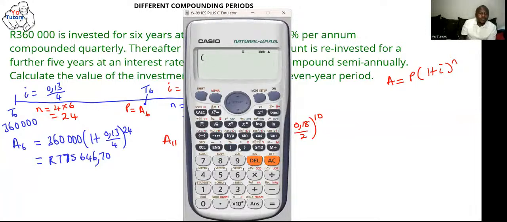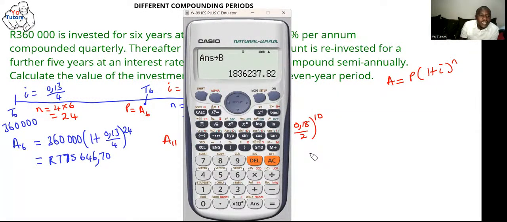Then you say, okay, let's have our formula there. Recall A times, in brackets, 1 plus 0.18 over 2, to the power of 10. Then you can say Shift store B. So this is how you do it.